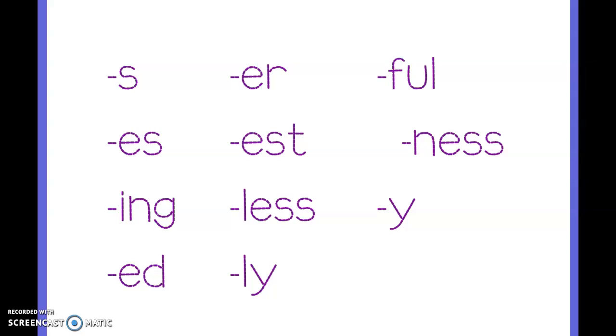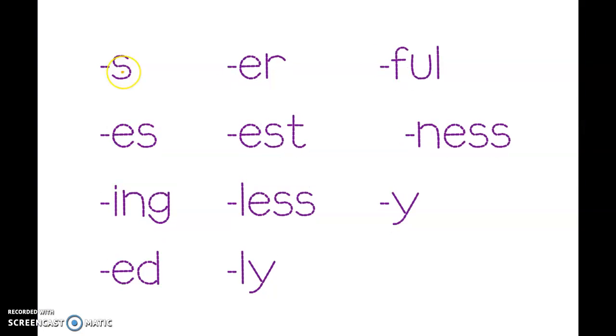Here is a list of suffixes. Can we think of words that use these suffixes? Let's start at the top. S, we could say bricks, meaning more than one. ES, we could say patches, meaning more than one. ING, we could say jumping. It's happening now. ED, we could say jumped. It's already happened.